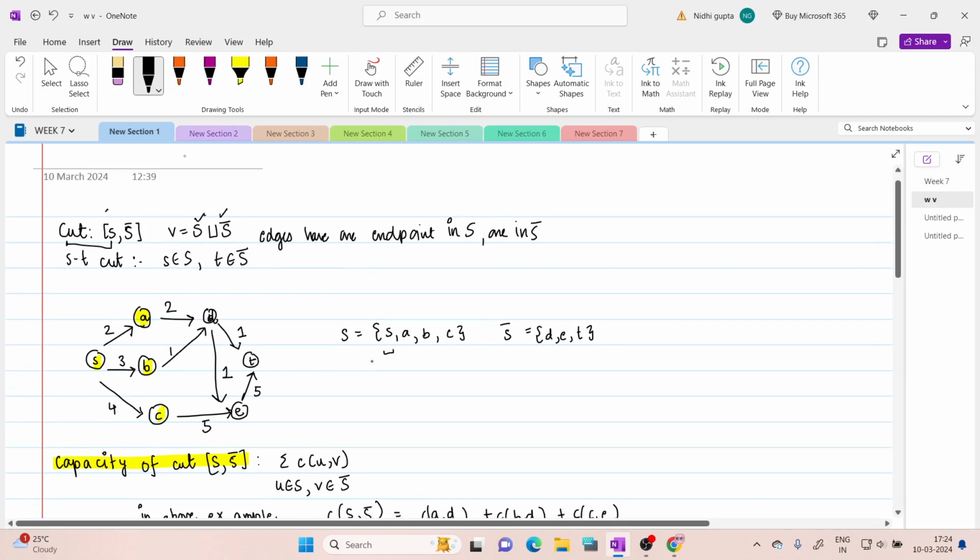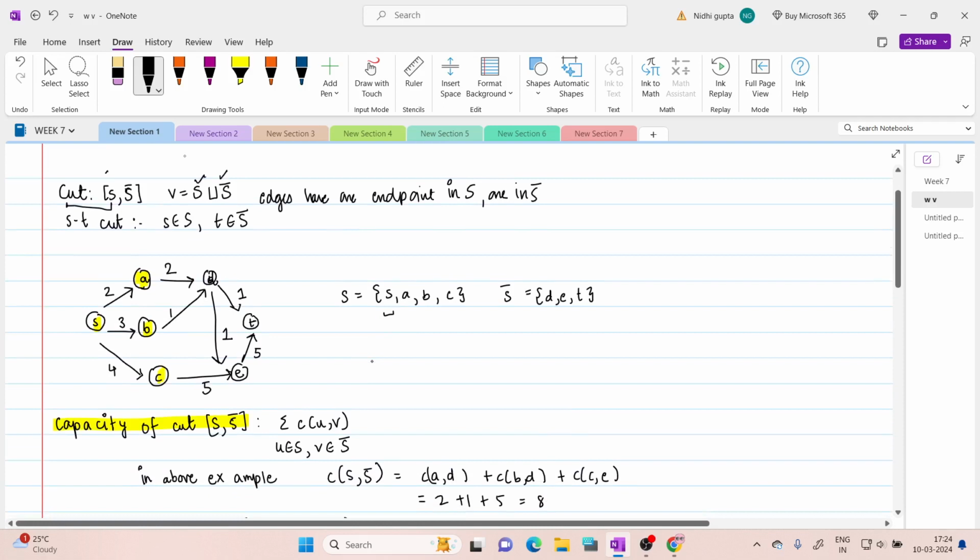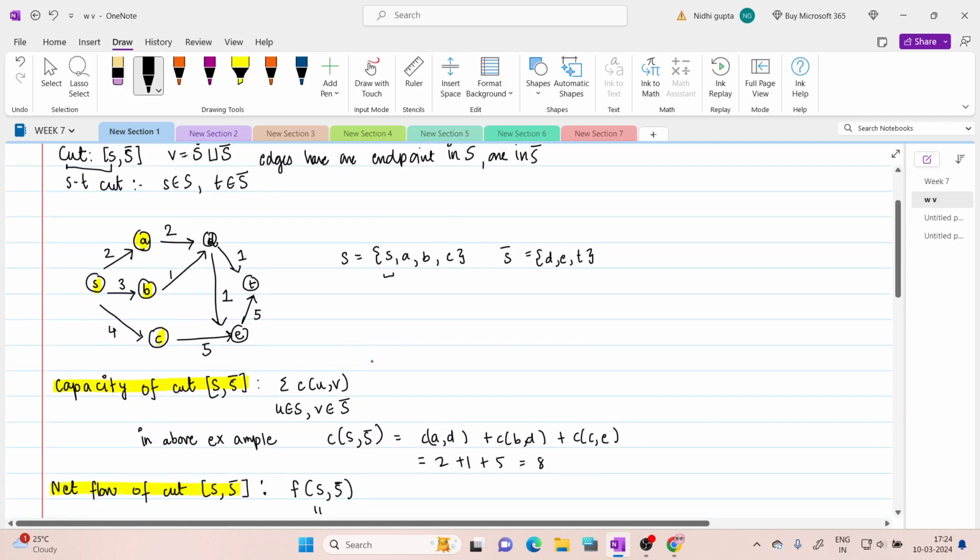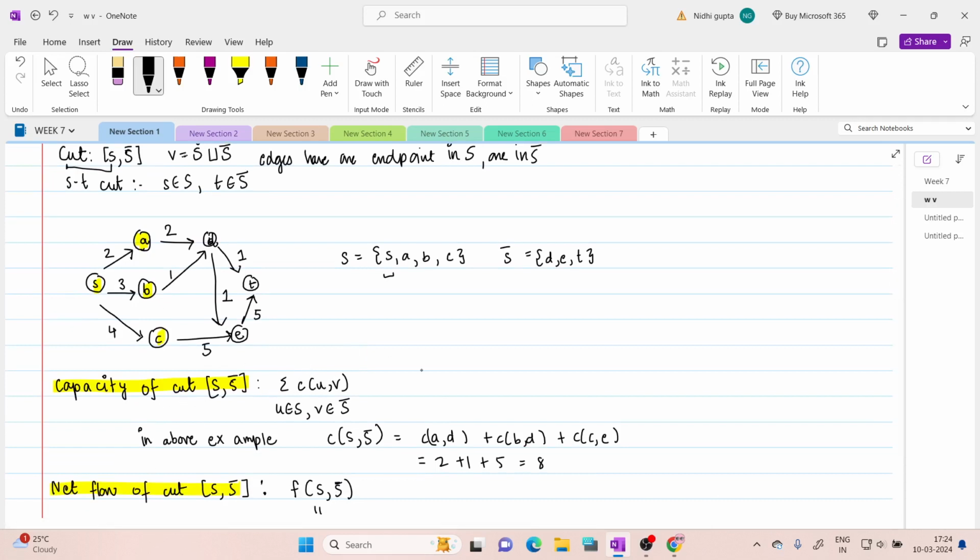Now once we have a cut, for a network we also have the notion of the capacity of a cut and the flow of a cut. So what do we mean by the capacity of a cut? We look at all the directed edges U to V, where U is in S and V is in S bar. So we are looking at edges going from S to S bar, and we sum up the capacities of those edges, and the resultant amount is the capacity of the cut.